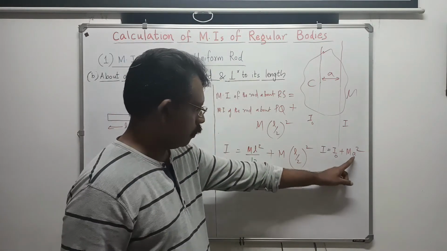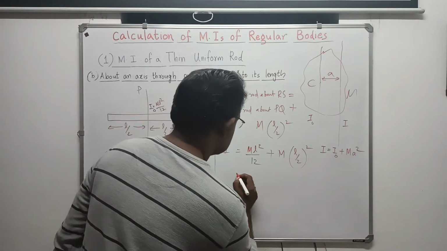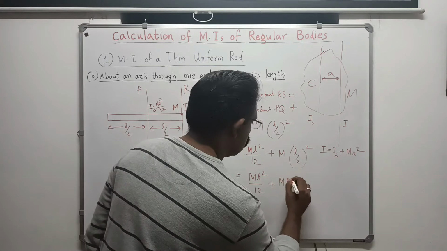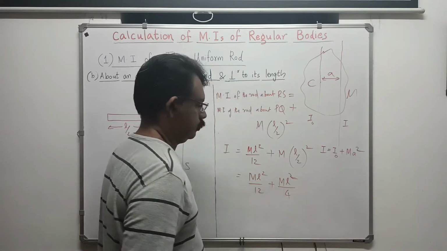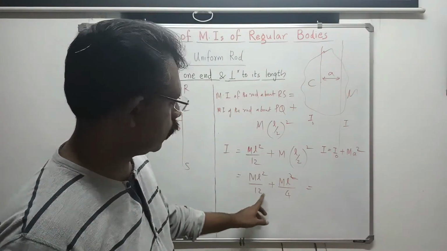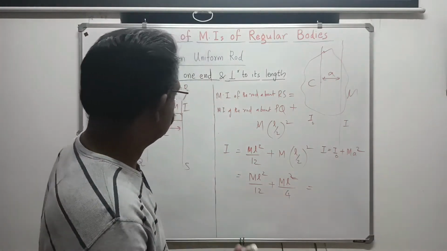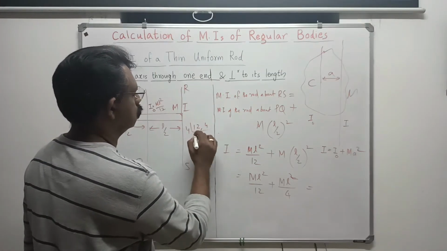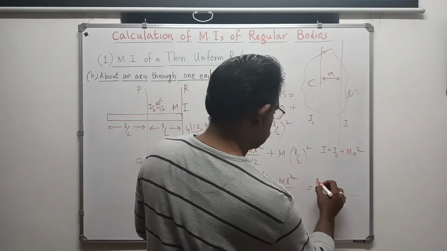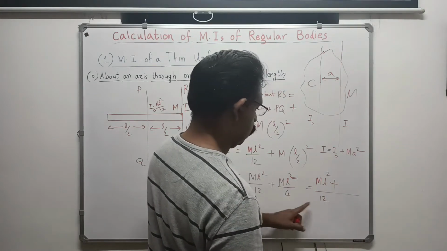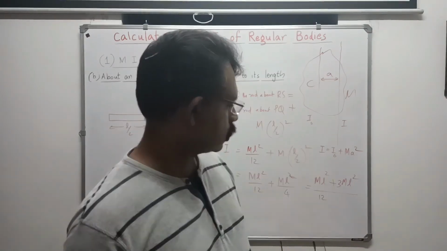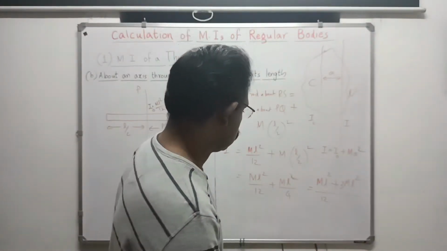So this is being applied here. This is ml squared by 12 plus ml squared by 4. We will take the LCM, which is 12. Then we have ml squared plus 4 into 3, so 3 ml squared. So that will be ml squared plus 3 ml squared, so 4 ml squared by 12, that will be equal to ml squared by 3.